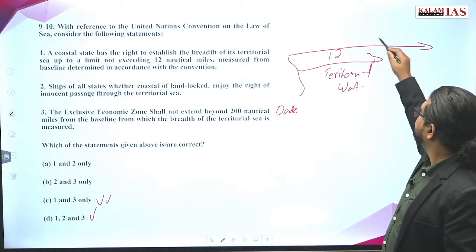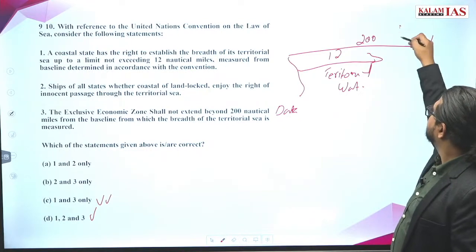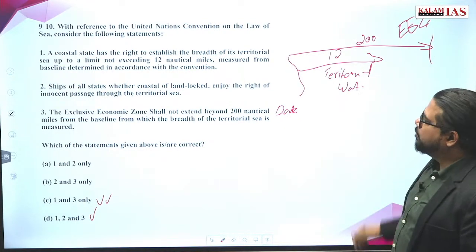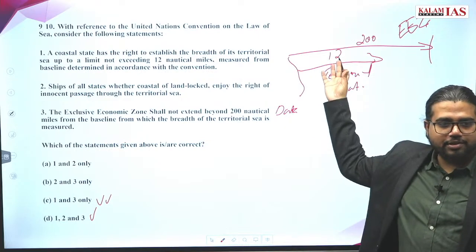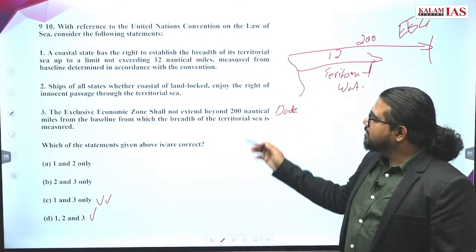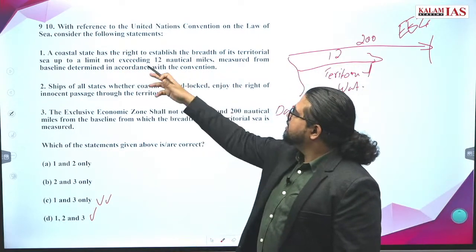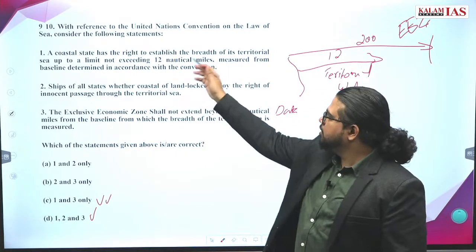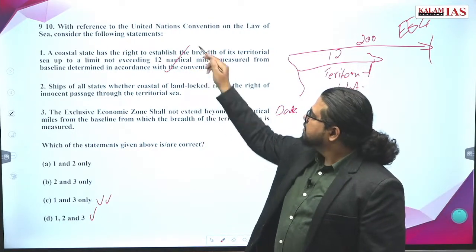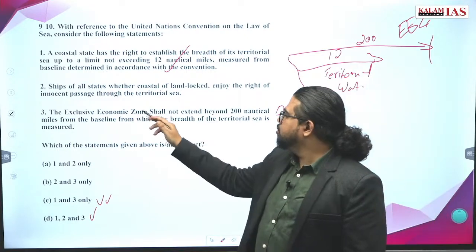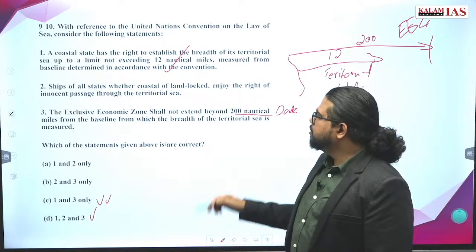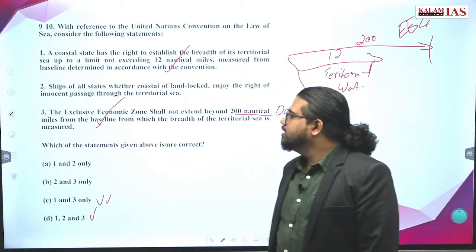Then from here, 200 nautical miles, it is the exclusive economic zone. Both these are correct. If you remember this geography note which you have read, then for a coastal area the exact definition is given. Territorial waters, it is. This is correct, and the exclusive economic zone shall not include 200 miles from the baseline.